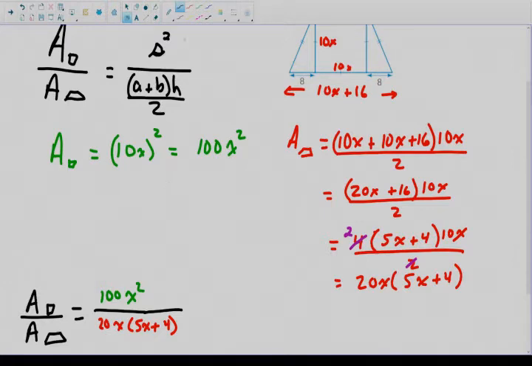And now we're going to divide downwards. So 100 divided by 20 is 5 over 1. X squared divided by x, 1x will be left over at the top. And our final answer is 5x divided by 5x plus 4. And the 5x's cannot cancel because of the plus down here. So that would be the final answer.